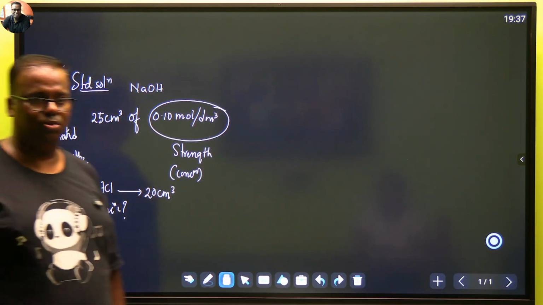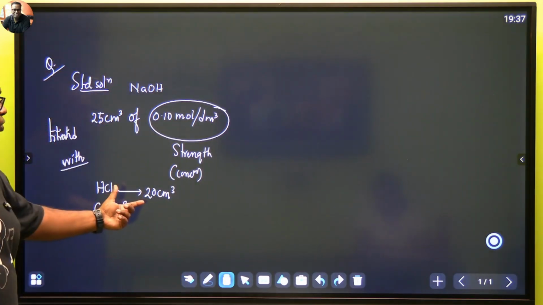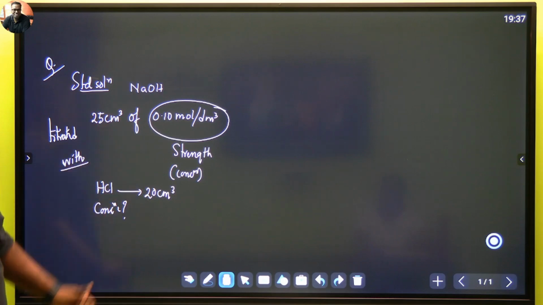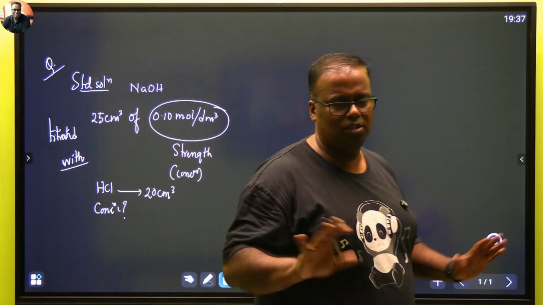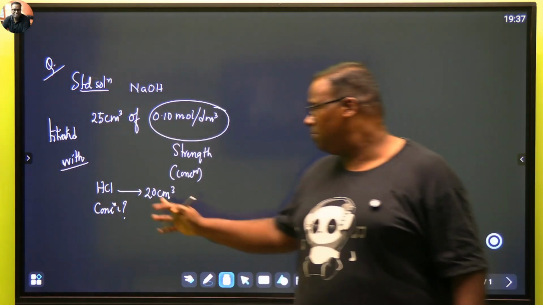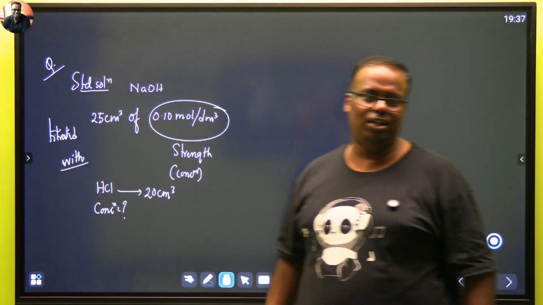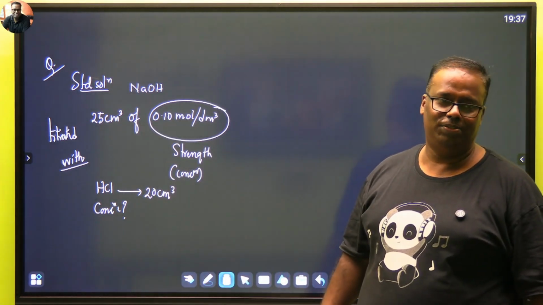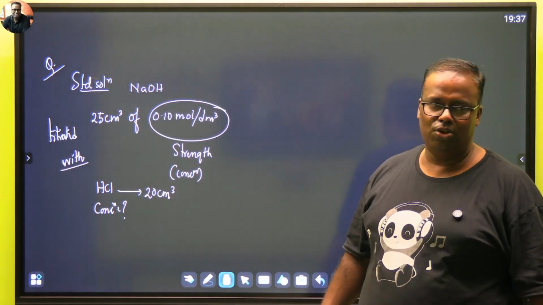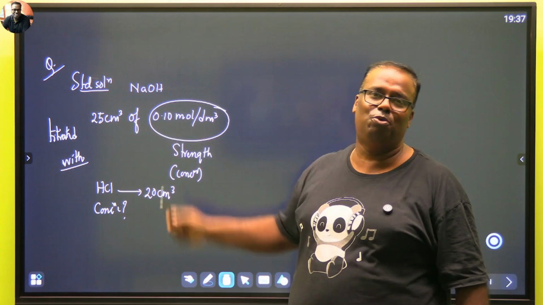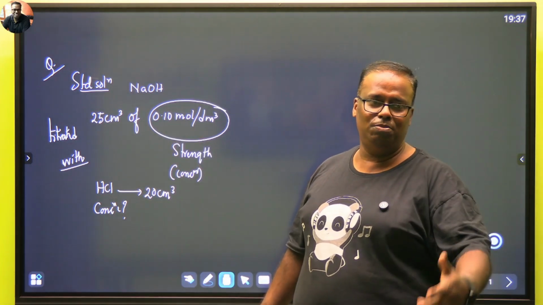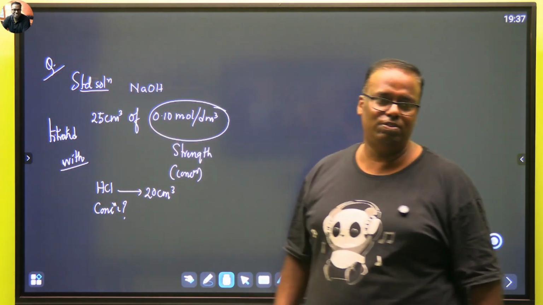Is this understood? 20 centimeter cube of this could titrate this. Tell me in common sense, what do you think should be, not the figure. The 20 beat the 25. Who is stronger? HCl is stronger. So at the end of the day, the concentration of HCl should be more than 0.1. That's why you are able to neutralize 25 centimeter cube with 20.